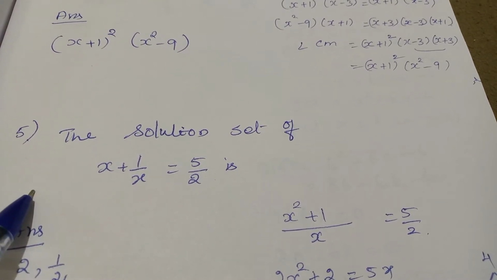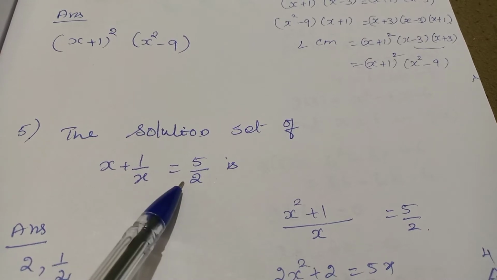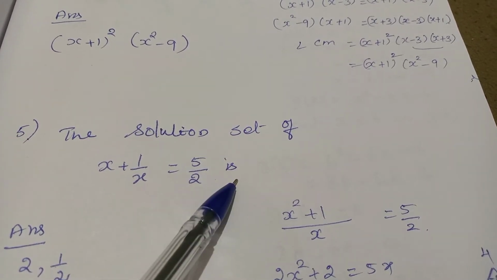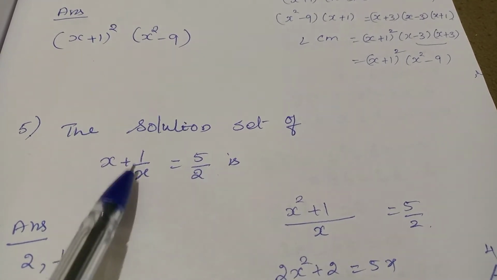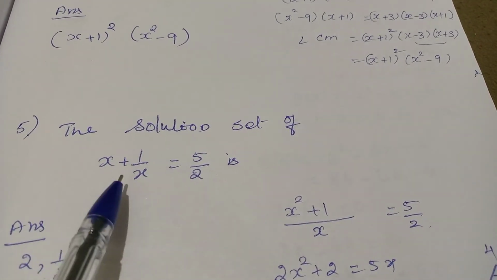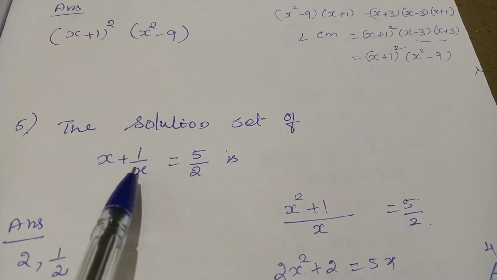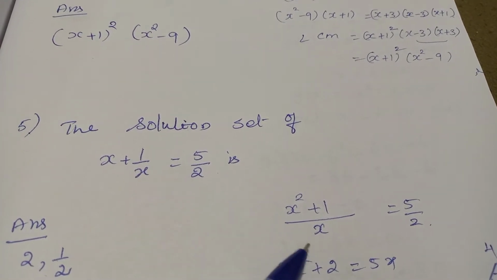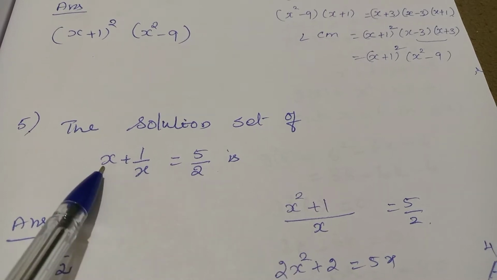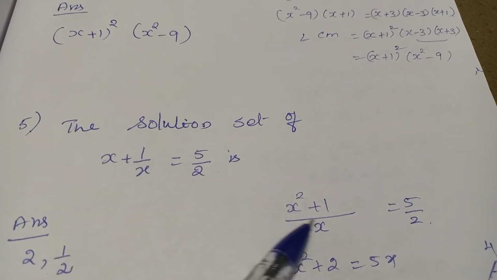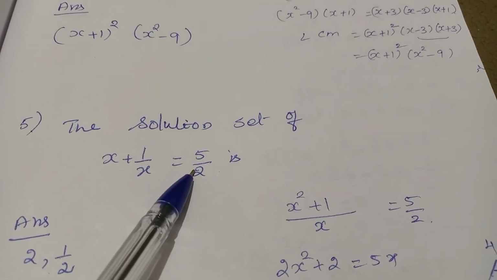Question number 5. The solution set of x plus 1 by x equal to 5 by 2 is. What is the value of x? So how to find out? Let us take the LCM of the LHS. What is the LCM of the denominator? x is the LCM, so we write it in the denominator. The numerator we can write as x square plus 1, and the RHS, 5 by 2, as it is.